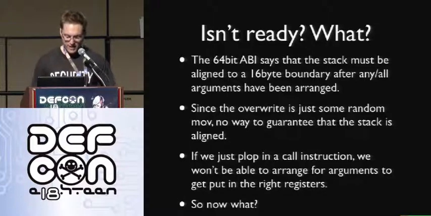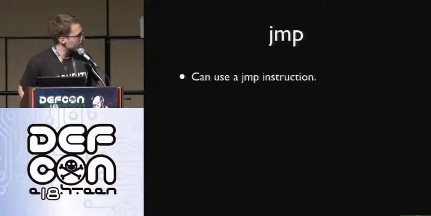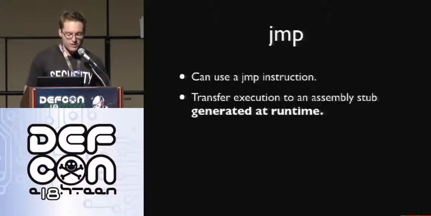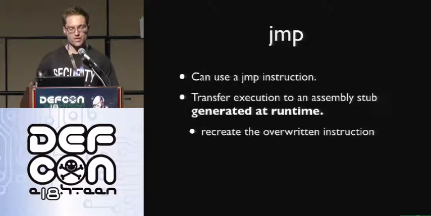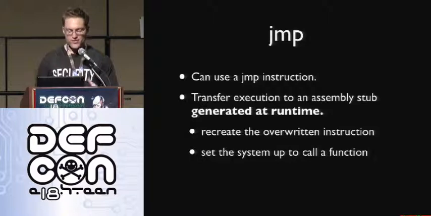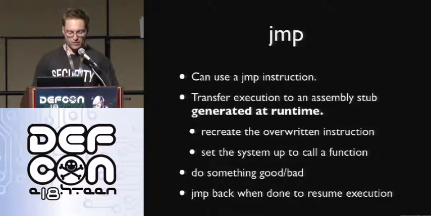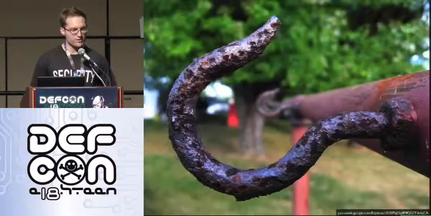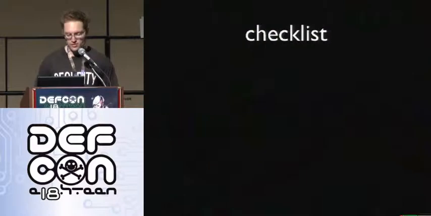Well, it turns out that we can actually use another type of instruction instead. We can actually just use a jump. We can insert a jump instruction, transfer execution to an assembly stub that we generate at runtime, and then recreate the instruction we just overwrote, set the system up to call a function, and then do whatever we're going to do, whether it's good or bad or whatever, and then jump back and resume execution as if nothing happened. And this is sort of like the third hook that you need to pull this off.